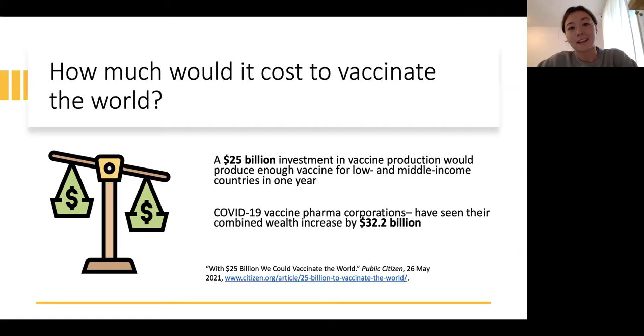So how much would it cost to actually vaccinate the world? In an article by Public Citizen, it estimates that a $25 billion investment would produce enough vaccines for the low and middle income countries who have not yet gotten access. Compare this to the number of profits pharmaceutical companies have seen, $32.3 billion so far. That's more than enough to vaccinate those who have not yet gotten access. And keep in mind, the production of the vaccines were possible because of the investments made by tax dollars that we all pay.